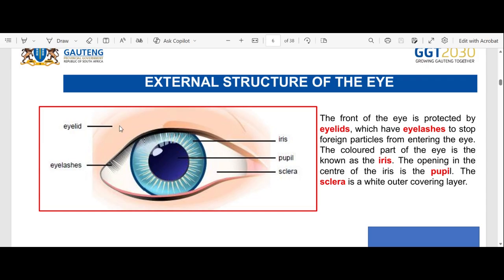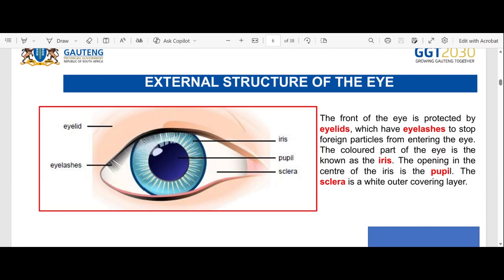Let me just continue, or just go back and try to explain it. You have your eyelids. These are your eyelids, right? Then at the tip end of your eyelids, you have your eyelashes. What's their job? They prevent foreign objects from entering the eye. I hope that makes sense.